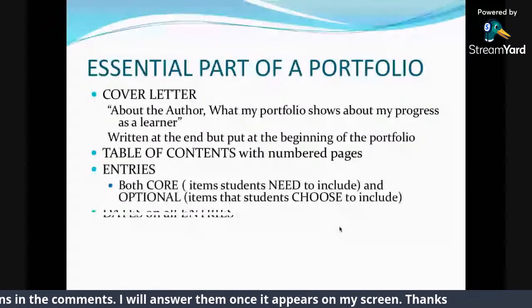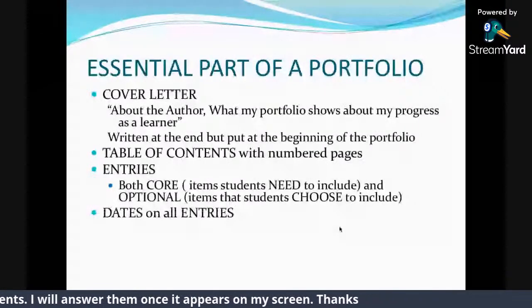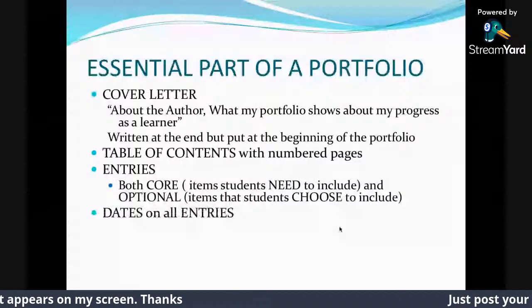Then we have dates on all entries. By the way, wait lang ha.